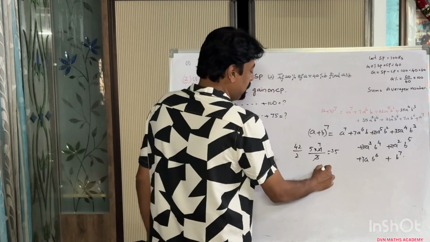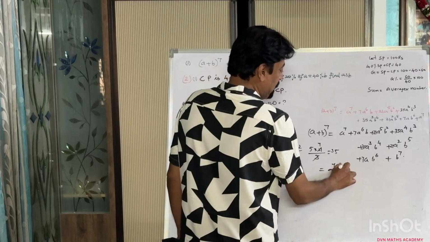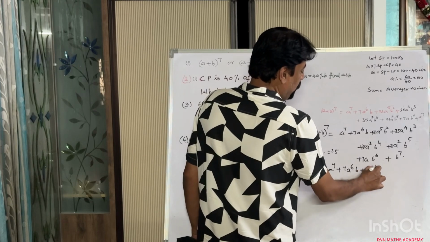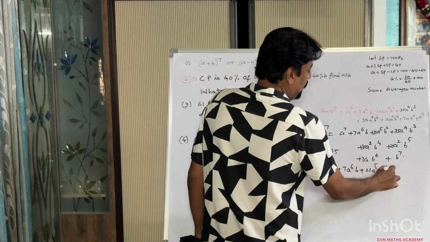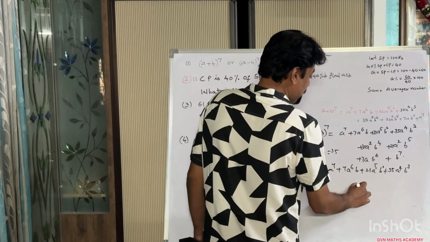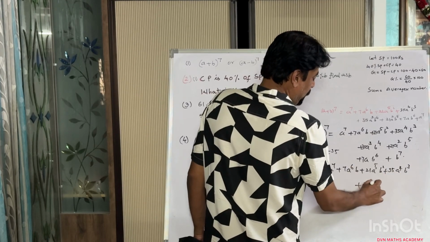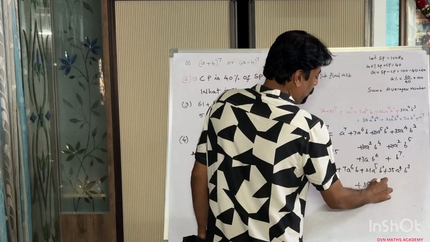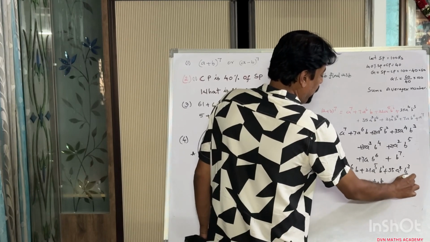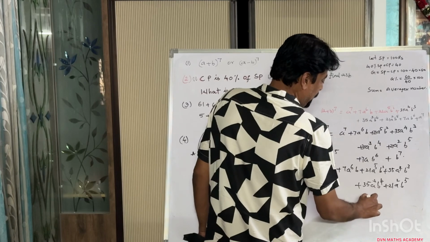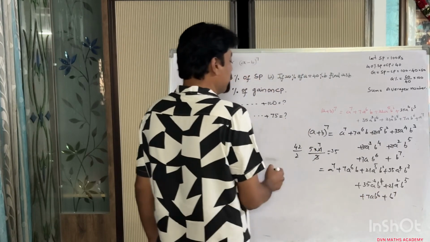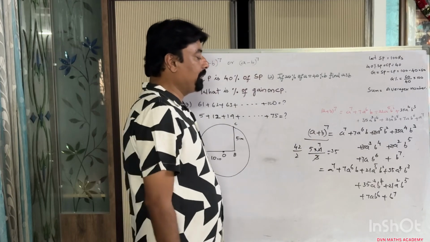So the answer is a to the power of 7 plus 7 a to the power of 6 b, plus 21 a to the power of 5 b square, plus 35 a to the power of 4 b cube, plus 35 a to the power of 3 b to the power of 4, plus 21 a to the power of 2 b to the power of 5, plus 7 a b to the power of 6, plus b to the power of 7. So this is the expansion of (a + b) to the power of 7.